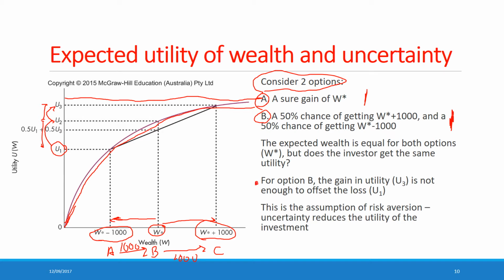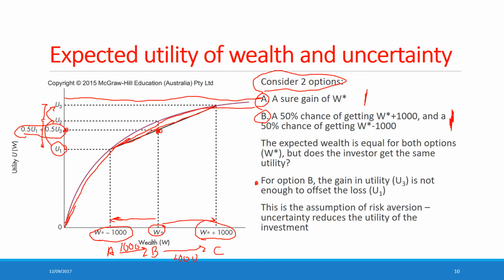So for option B, given the expected change of wealth, the expected utility from this investment is only this much, right? So at W star, the expected utility from the investment is the average of U1 and U3, right? So somewhere in between here.